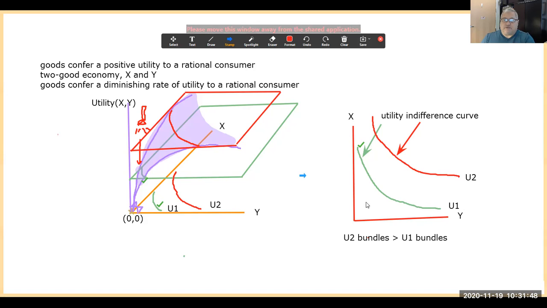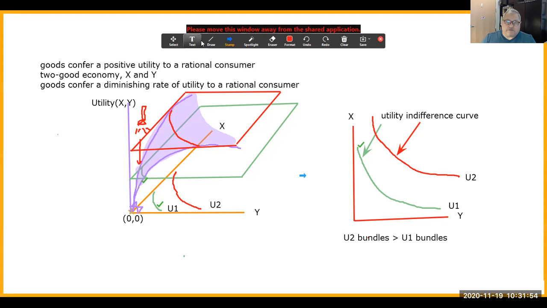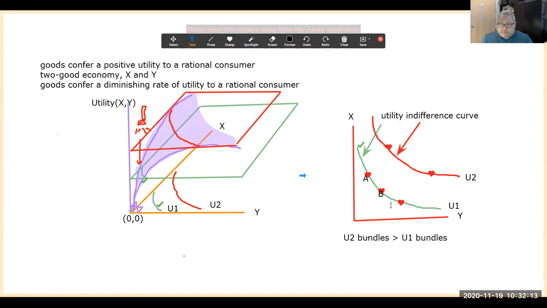They're parallel to each other in this two-dimensional projection within X and Y. Okay. So we can talk about different bundles of consumption, like where these hearts are. I could label these points of consumption. I can call them point A, B, C, D, and E.